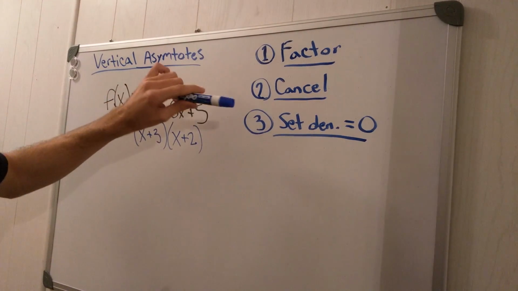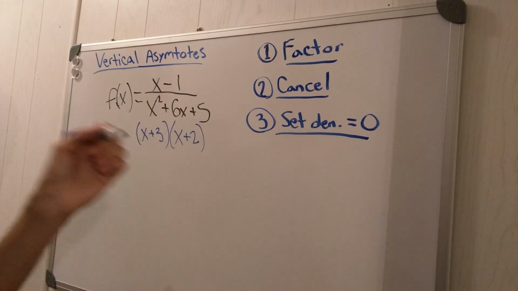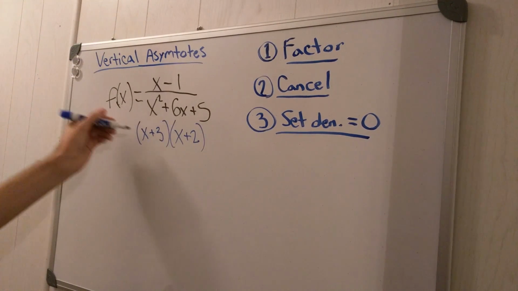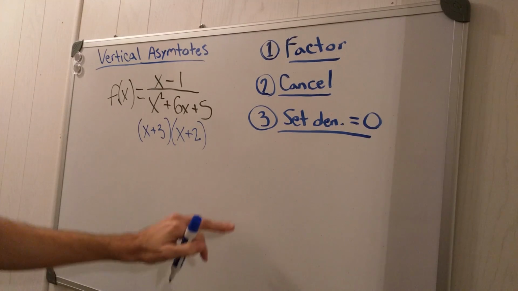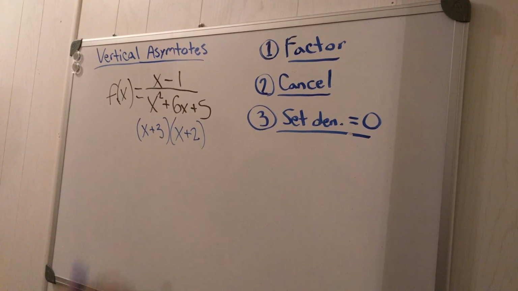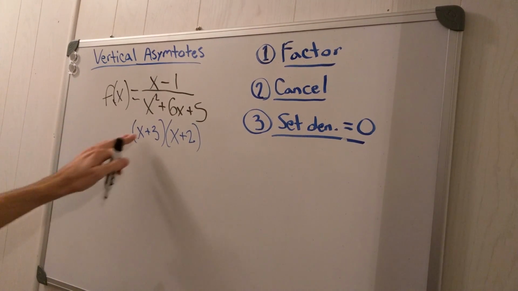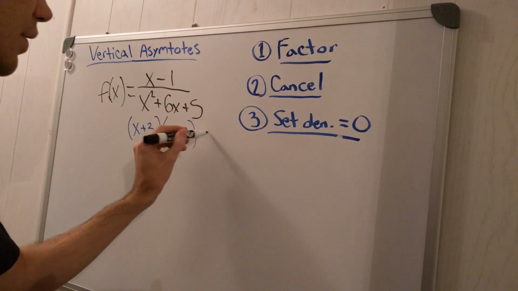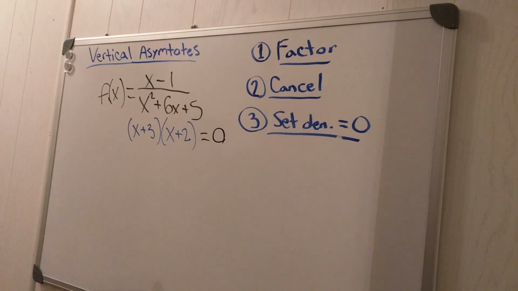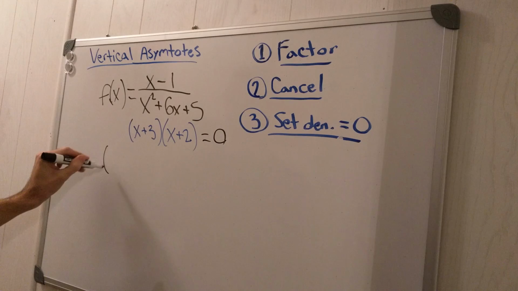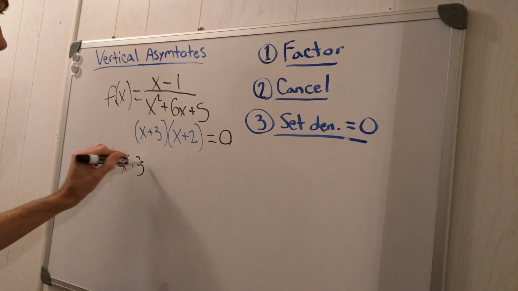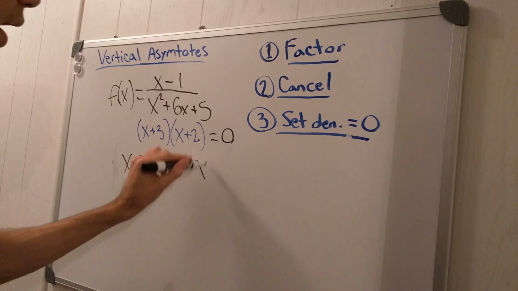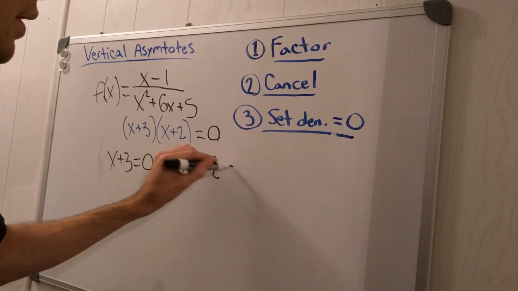Okay, now we go to the second step, which is to cancel any like terms. We don't have any like terms, so we're going to skip that step and go to the third. We're going to set the denominator equal to 0. So we take (x plus 3)(x plus 2) and set that equal to 0. We split these off, and we have x plus 3 equals 0 and x plus 2 equals 0.